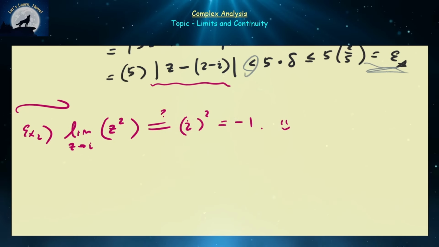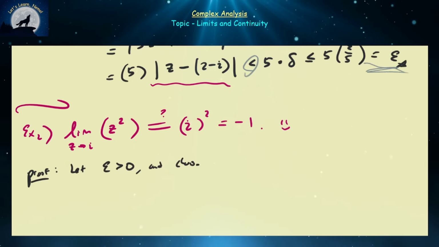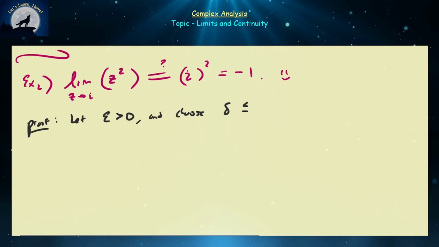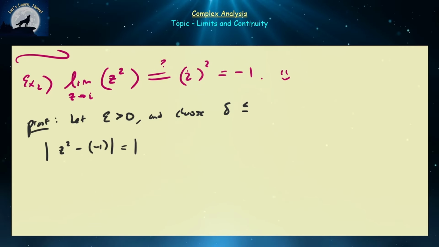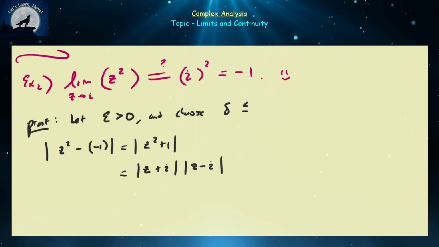So how do we start this proof? So as usual, we're going to choose an arbitrary epsilon that is positive, and we're going to be choosing our delta in a reverse engineer fashion to be equal to, or less than or equal to, some number, and that's going to be clear momentarily. So the absolute value of z squared minus negative 1, also known as z squared plus 1, this can be factored using the sum of squares into z plus i and z minus i.